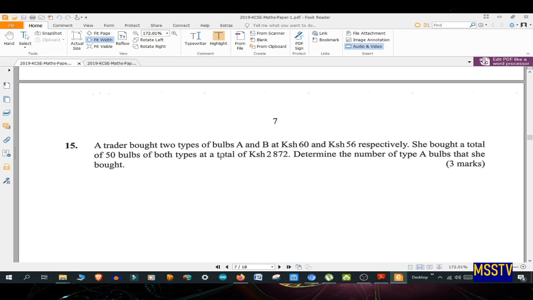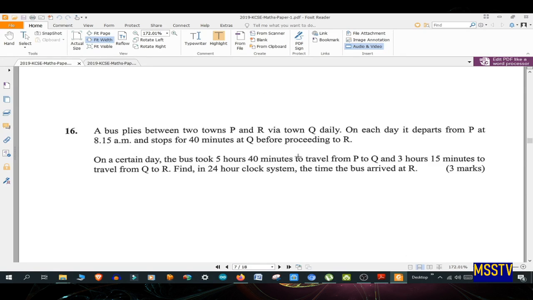Question 16. A bus plies between 2 towns P and R via Q daily. On each day it departs from Q at 8:15 and stops for 40 minutes at Q before proceeding to R. On a certain day, the bus took 5 hours and 40 minutes to travel from P to Q and 3 hours 15 minutes to travel from Q to R. Finding 24-hour clock system. So this is a topic on time, Form 1.